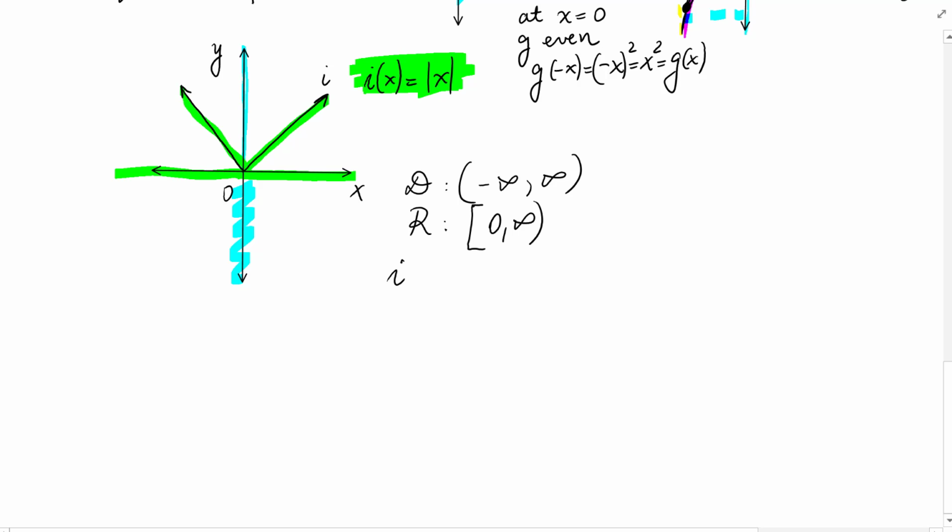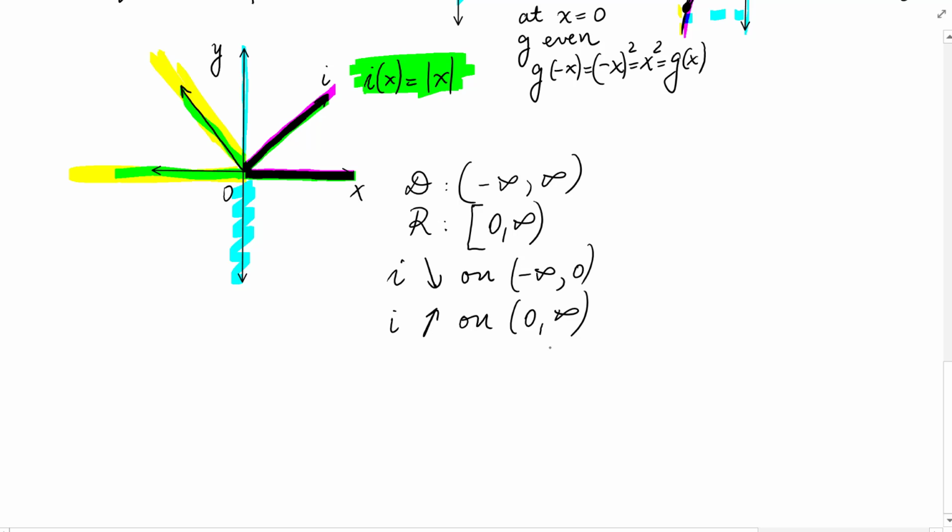Also, the function I is decreasing, right? It's going downwards. So the function I is decreasing on, well, where is it decreasing? It decreases on this part of the x-axis, so on negative infinity to 0. And I is increasing, so then it starts going upwards, right, on this piece, so on 0 to infinity. The intervals where the function increases and decreases are on the x-axis. So we just look at what happens on the x-axis.